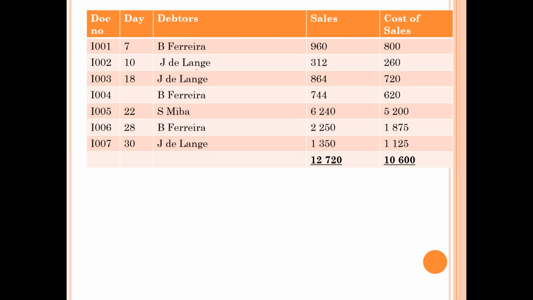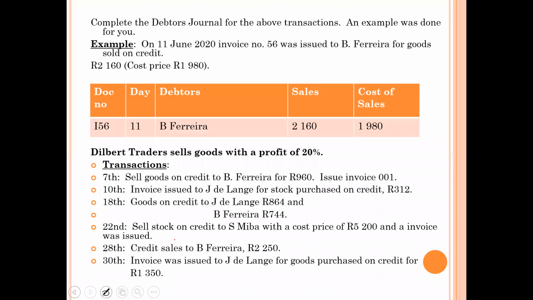J. De Lange, the name of the debtor, 312 Rand was sales, the selling price. They've given that to you, and you need to go and calculate the cost of sales, and then you will get 260 Rand. How do you get the cost of sales? You take the selling price of 312 Rand times 100 divided by 120. Again, why the 20%? Remember, they've told you there just before transactions, Dilbert Traders sells goods with a profit of 20%.